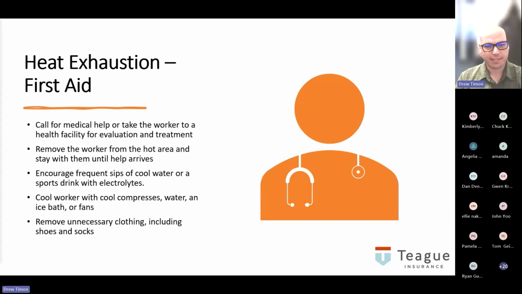So for those signs and symptoms with heat exhaustion, make sure we call for medical help or take the worker to a health facility for evaluation and treatment. Remove the employee from that hot area and stay with them until help arrives. We want to encourage them to drink water, but only sip on it gradually. We don't want them to drink a lot of water at once.